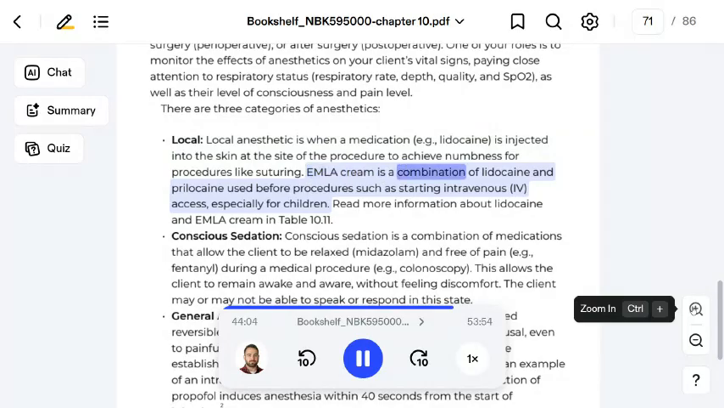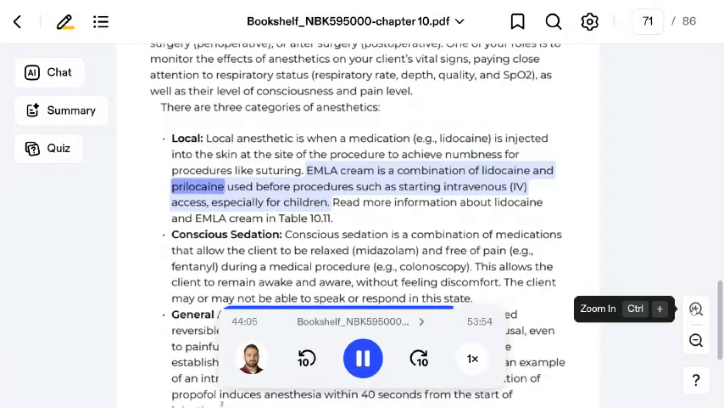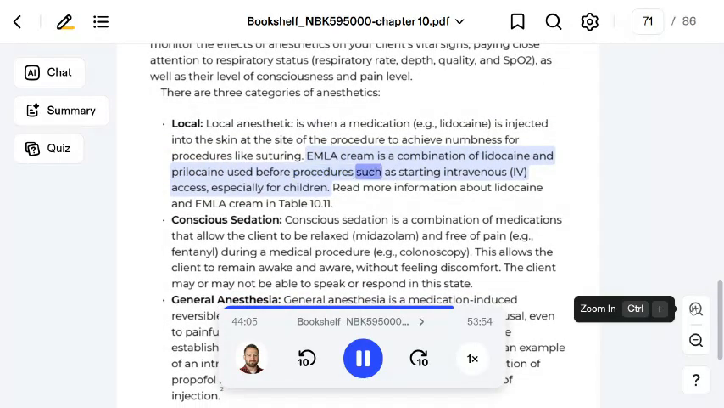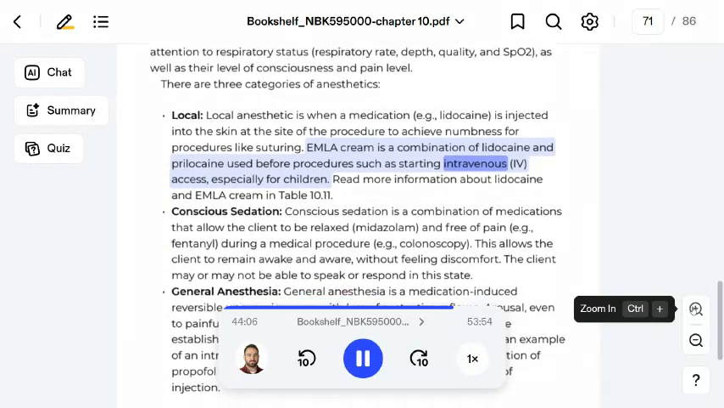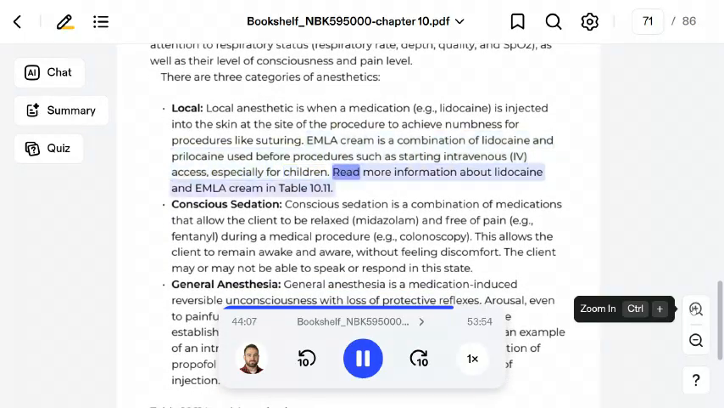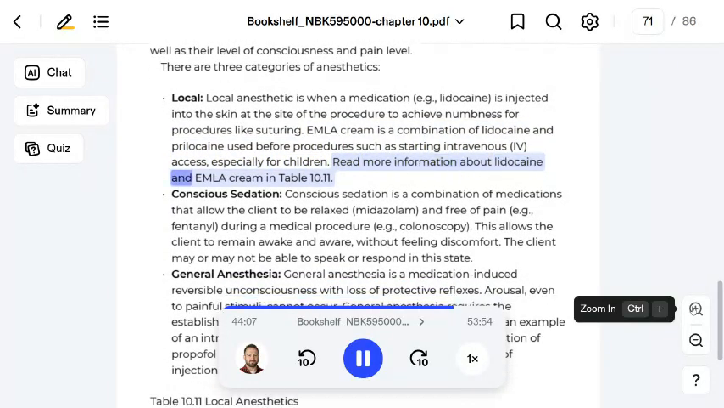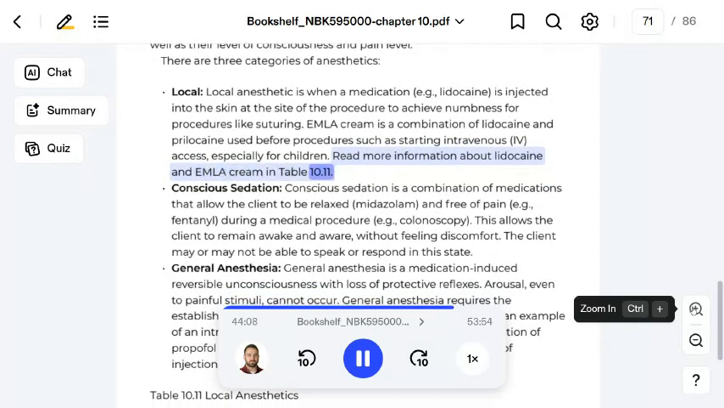EMLA cream is a combination of lidocaine and prilocaine, used before procedures such as starting intravenous access, especially for children. Read more information about lidocaine and EMLA cream in Table 10.1.1.